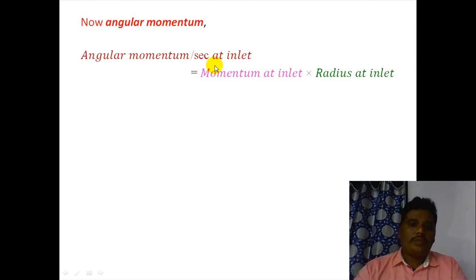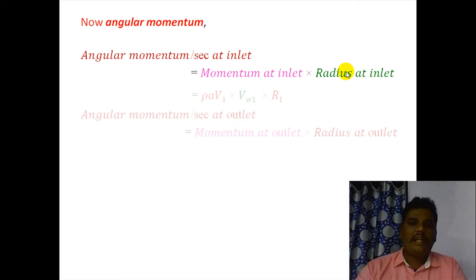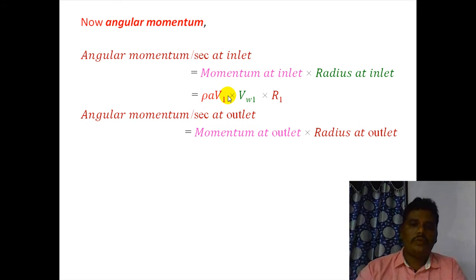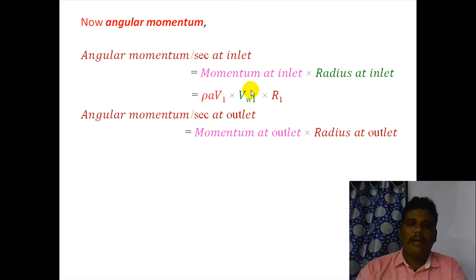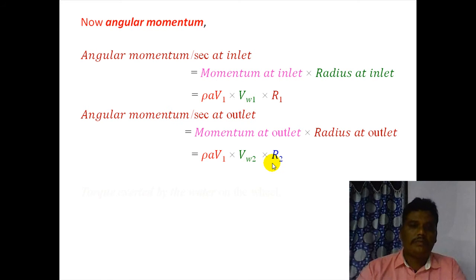Now, the angular momentum per second at inlet is equal to the momentum at inlet multiplied by radius, that is rho a V1 multiplied by Vw1 and r1. Momentum multiplied by radius gives angular momentum. Next, the angular momentum per second at outlet is equal to the momentum at outlet multiplied by the radius at outlet, that is rho a V1 Vw2 multiplied by r2.